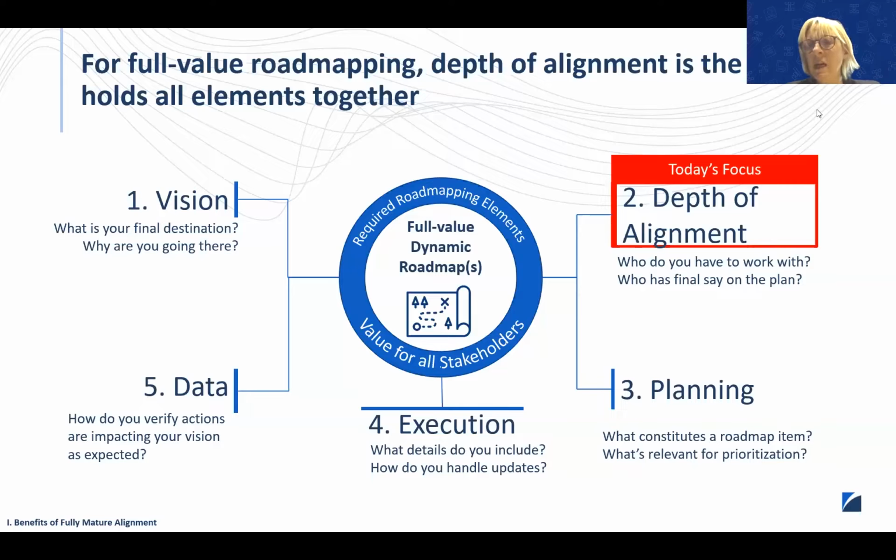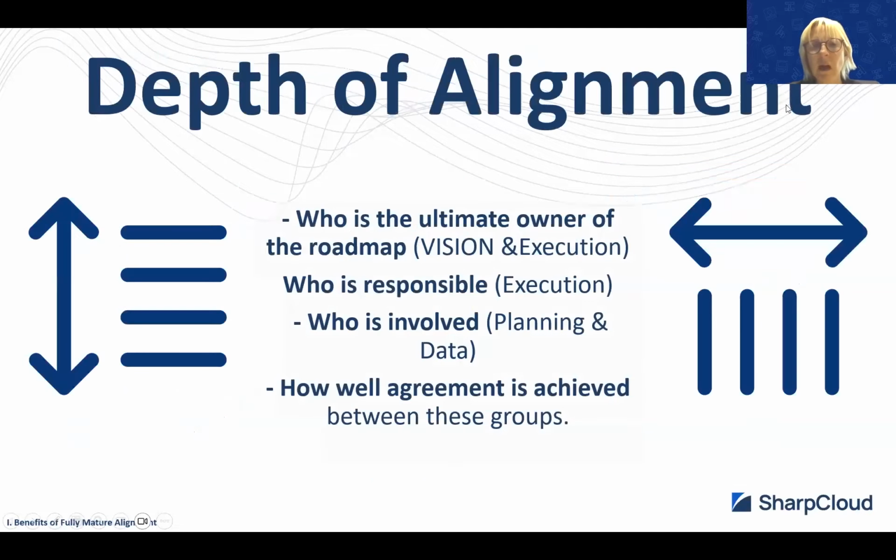So the depth of alignment, let's dig a little bit more into that if we can. How does that manifest in an organization? What are we talking about when we're talking about depth of alignment? So what we're talking about when we go into depth of alignment is really who's the ultimate owner of the roadmap. And what I mean there is who's held accountable for roadmap performance. It might not be the people who are building the roadmap. It might be an executive team or a manager, for example.